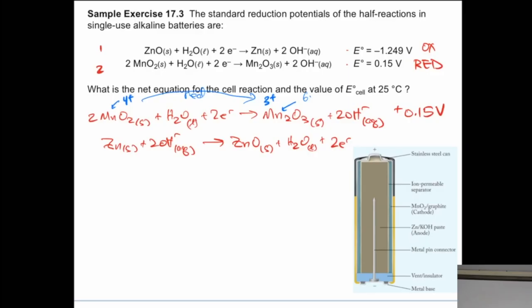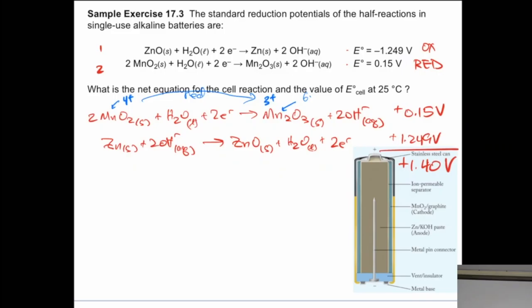And now, because we reversed it, I'm going to reverse the sign on E0 because it's no longer a reduction potential. So that's plus 1.249 volts. And now I'm just going to add them up because that's what's going to give us the voltage potential, whatever that is. My notes say it's plus 1.40 volts.